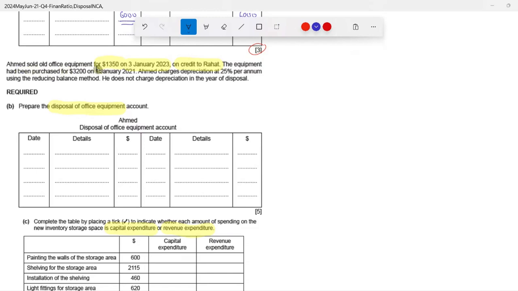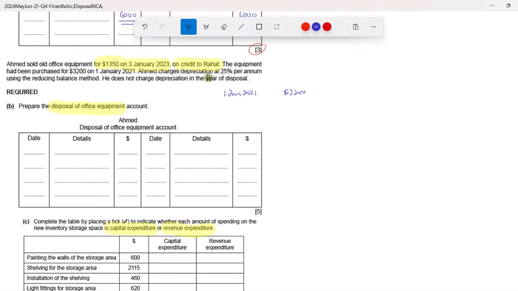Ahmad sold old office equipment for $1,350 on 3rd January 2023. Take note, this is the disposal price and this is the disposal date. On credit to Rahat. Rahat has taken the equipment from Ahmad on credit terms. Rahat has yet to pay. The equipment had been purchased for 3,200 on 1st January 2021. So the original cost of the equipment is 3,200, right? It was purchased on 1st January 2021 by Ahmad.